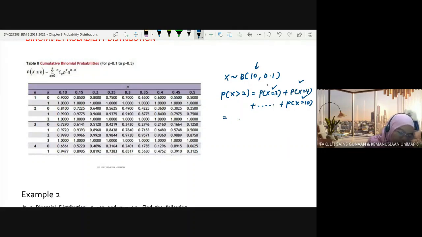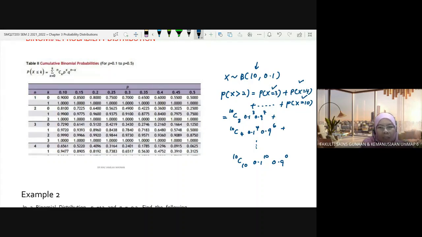So you will have 10C3 (0.1)^3 (0.9)^7 plus 10C4 (0.1)^4 (0.9)^6 plus, until the 10th, 10C10 (0.1)^10 (0.9)^0. So are you going to calculate all this? It will require more time. Okay, if you use your table, everything will be simplified for you. And we know that by using the table, we know how to find it.